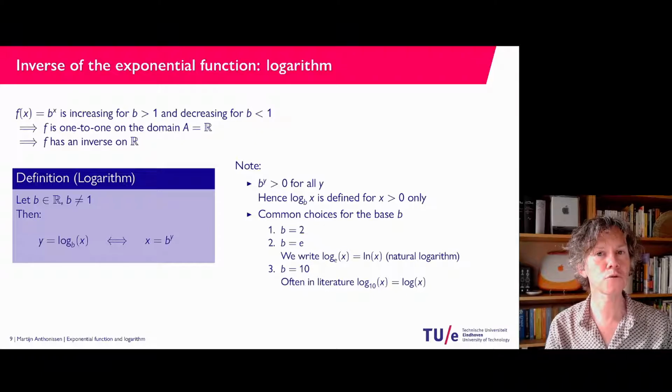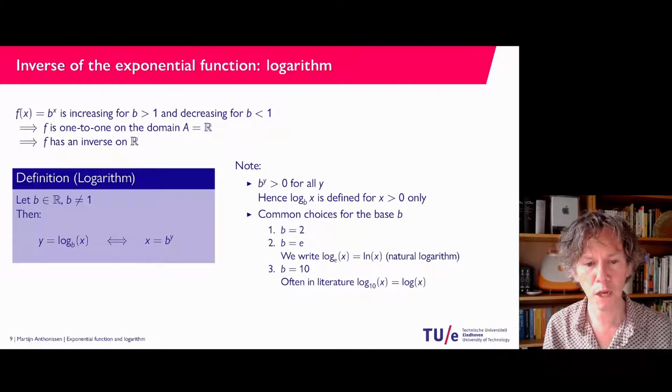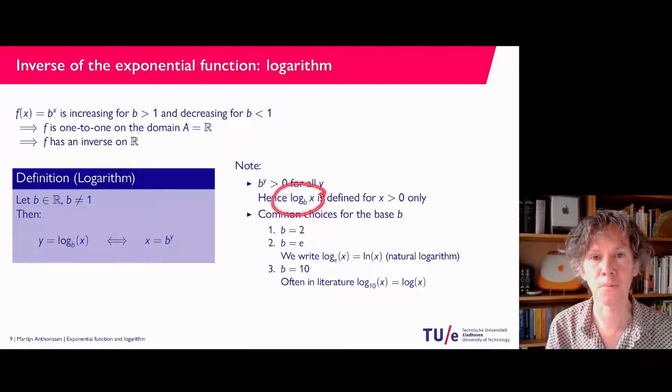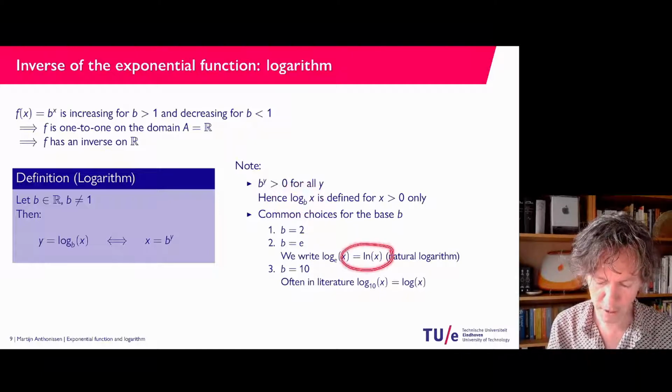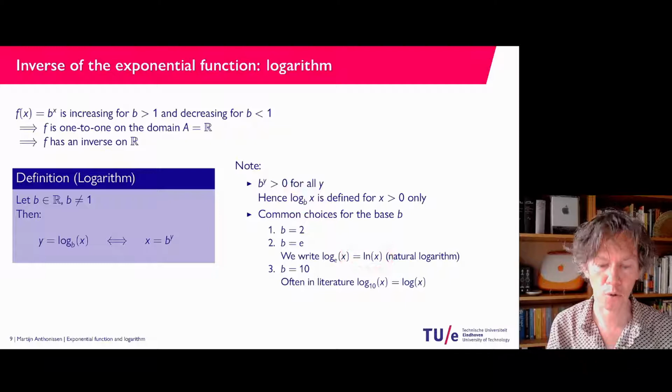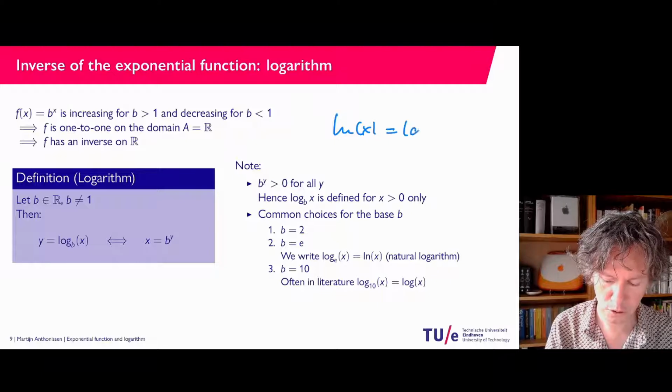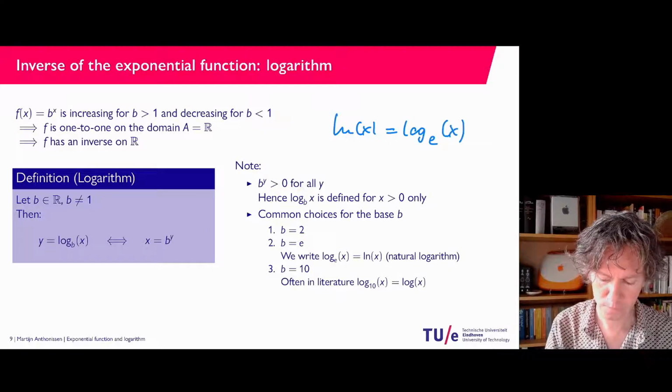But we will be very strict. So whenever we write something, we either write which logarithm we have, so we add the base to it, or we write ln x, and ln x is the natural logarithm. So we have that ln x is log with base e of x.